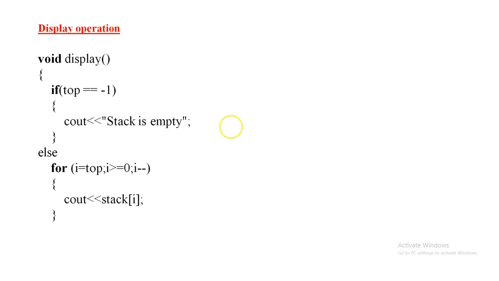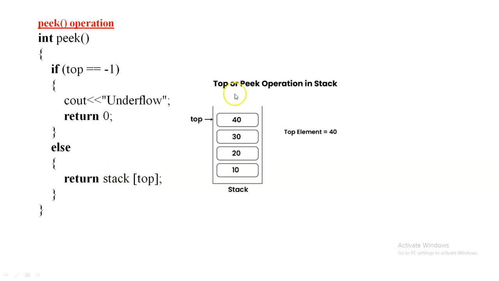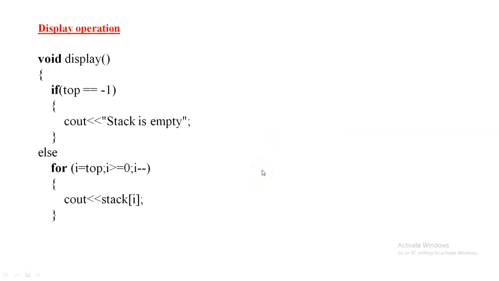Display also works with a condition: if top is minus 1, the stack is empty, so you cannot display any element. If that is not the case, you go with the else part. In the else part, your index starts with the top element. From the first element you start until i is greater than or equal to 0, following the reverse index, with a decrement. So here top is at 4, then it is decremented to 3. At 4, 40 will be read, then the index is decremented, and 30 will be read, then again 20 will be read, and finally 10 will be read. So this is how display works.